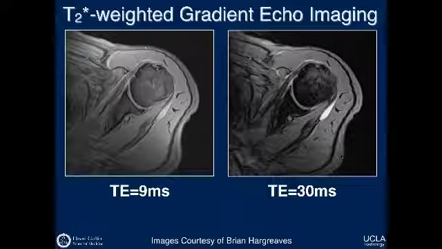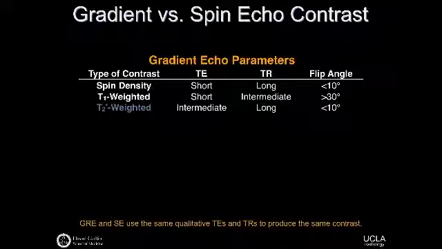Okay, so what does this mean in terms of numbers? Well, it's good to remember, and in fact, this is really similar to what we saw for the spin echo sequence in terms of the language that we use to describe it. If we want a spin density weighted image or a proton density weighted image, we want a short TE and a long TR. A short TE means no T2 star contrast, and a long TR means we don't have T1 contrast. And so you're by default left over with proton density weighted imaging.